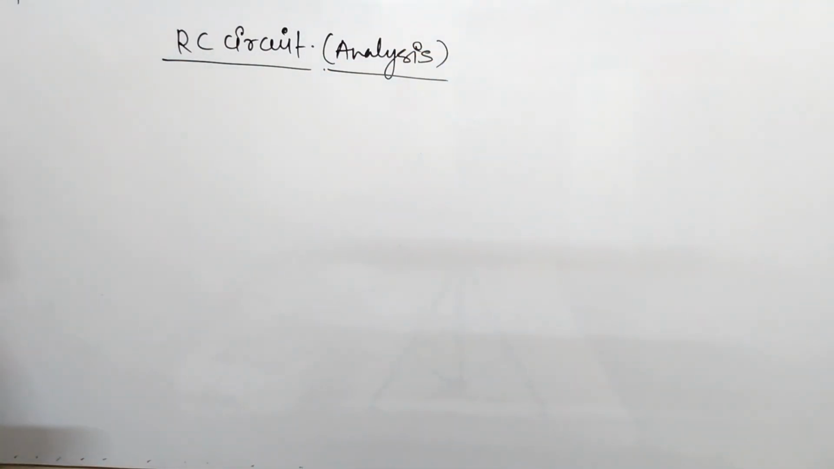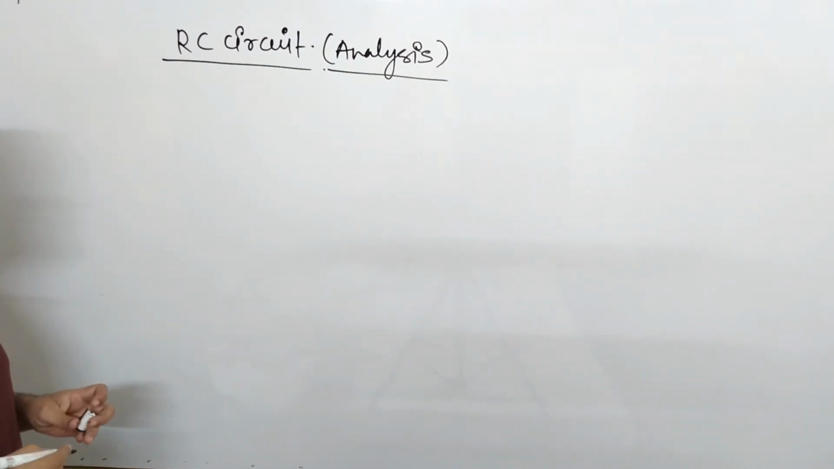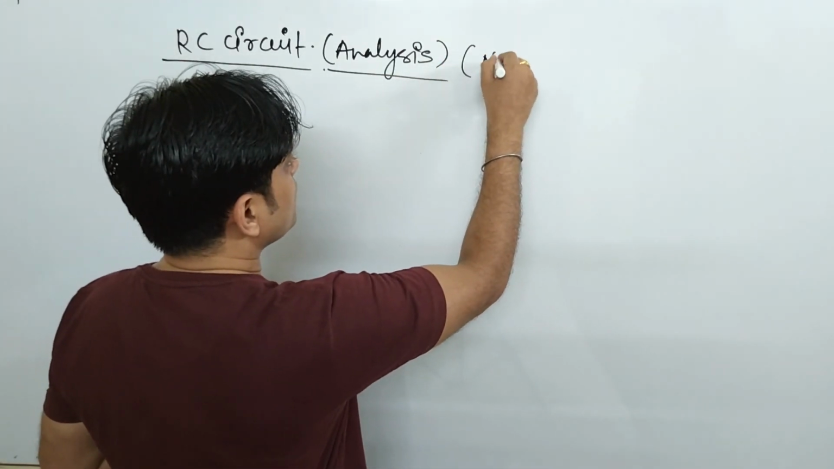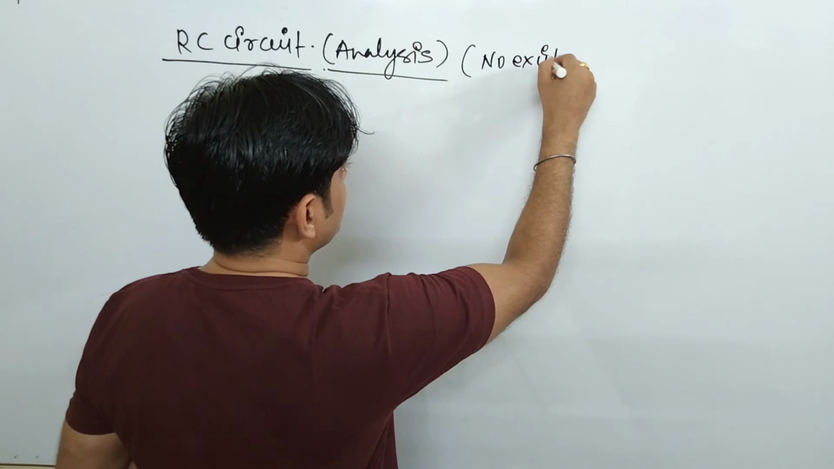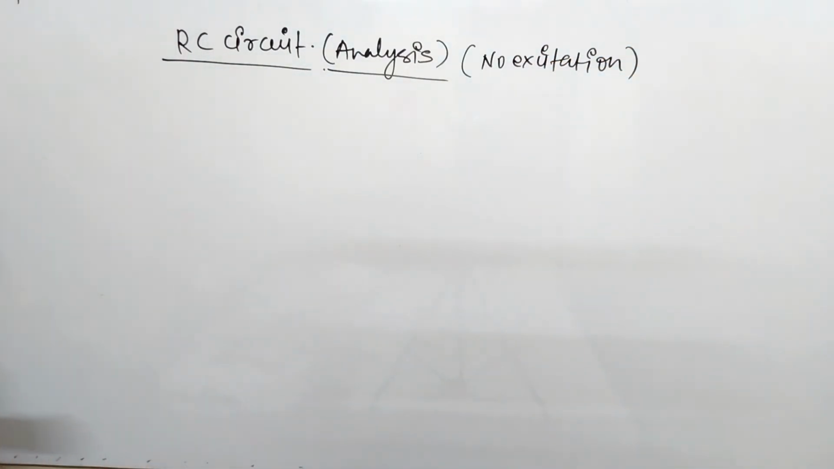Now as I said, we start with the RC circuit analysis. In this analysis, we will simply understand what an RC circuit is when no excitation is applied. This is the condition when no excitation is applied. Very important, just keep in mind. We will understand the behavior of an RC circuit when no excitation is applied.